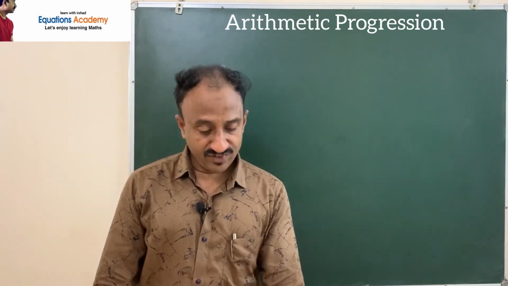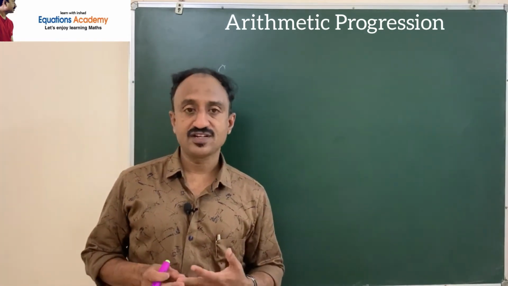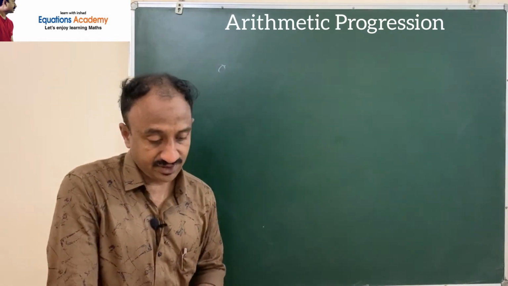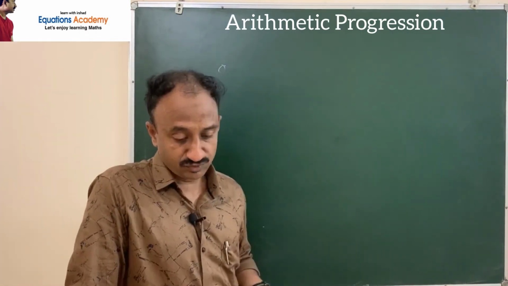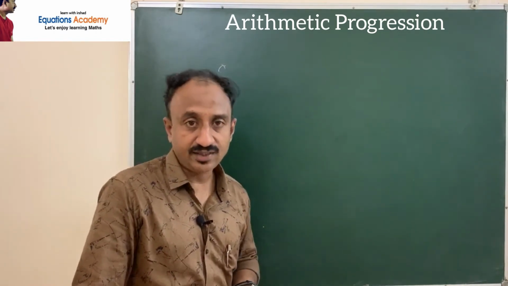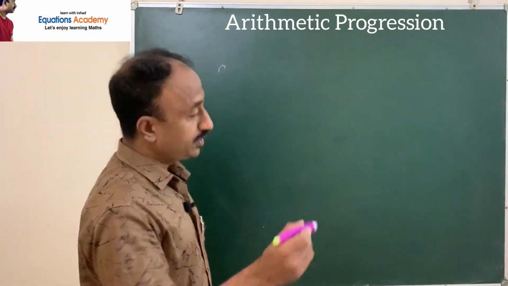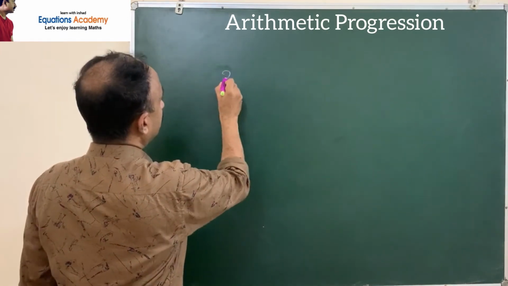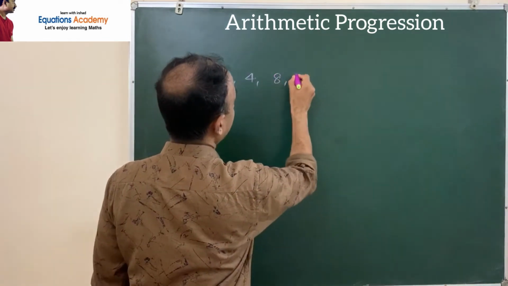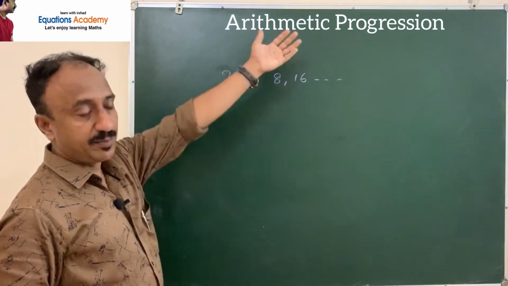Question 4. Which of the following are APs? If they form an AP, find the common difference d and write 3 more terms. The list of numbers is given. We have to check whether it forms an AP. If it is an AP, we have to write the common difference and 3 more terms. So the first one is 2, 4, 8, 16. How to check whether this is an AP or not?